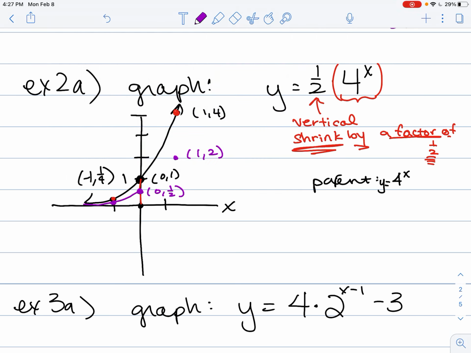So I'm going to go ahead and graph those now. So do you see how my y equals 1/2 of 4 to the x? So we graph the parent function first, and then when you know that it's a transformation of a shrink by a factor of 1/2, we can take each point and shrink it down.